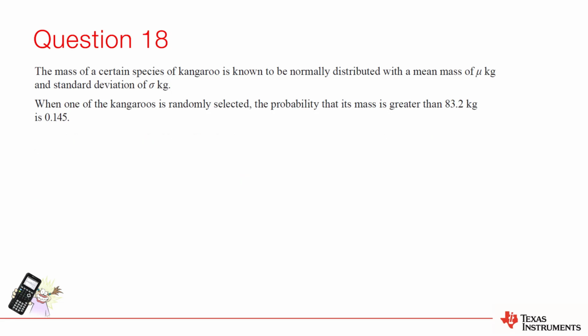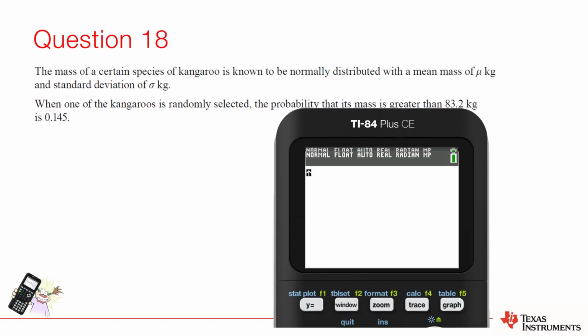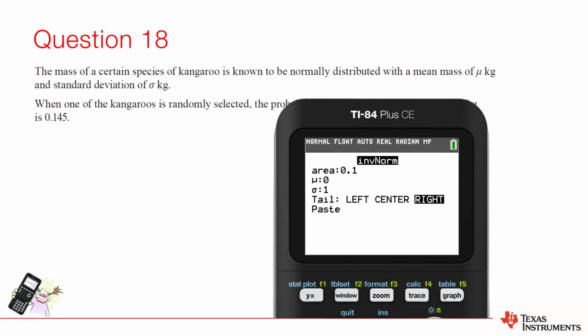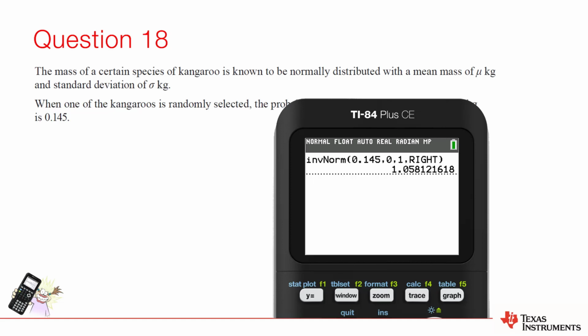We are told that the probability of a randomly selected kangaroo having a mass greater than 83.2 is equal to 0.145. I can use the inverse normal distribution to determine the corresponding z-score. Now I can write the equation (83.2 minus mu) over sigma is equal to 1.0581. Now I'm looking for another equation involving mu and sigma.